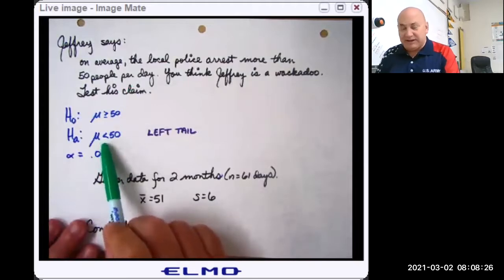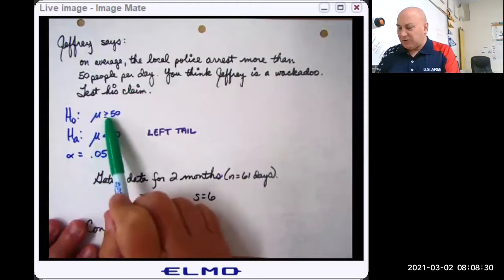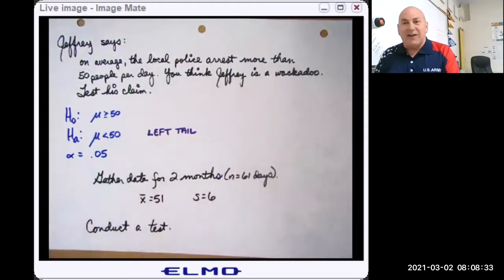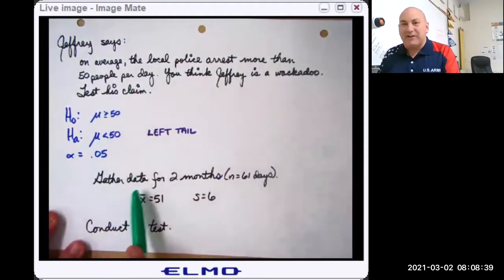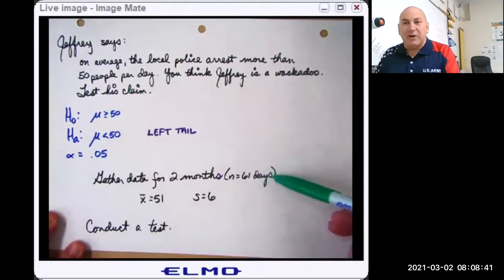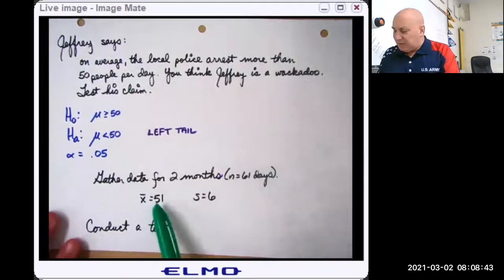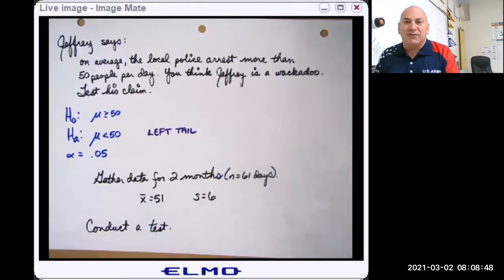Okay, no equal sign there, so that's going to be the alternate hypothesis. Here's our null. We're going to go alpha is 5%. So now that we've established our hypotheses, then we gather data. We gather data for 2 months, which is 61 days, and we got an average of 51 people a day with a standard dev of 6.